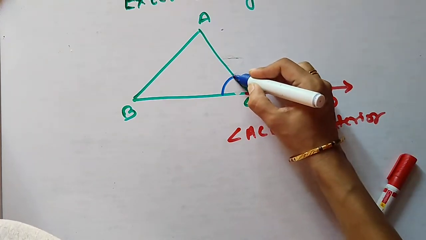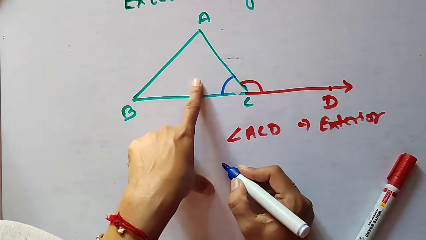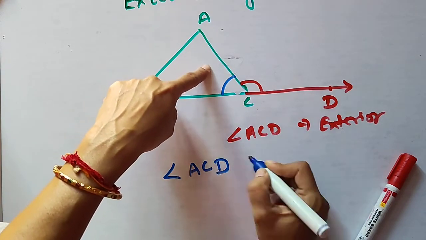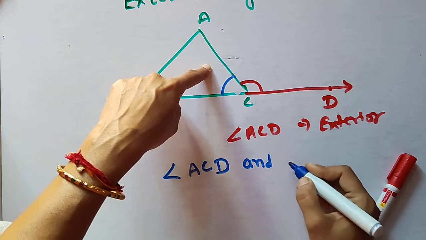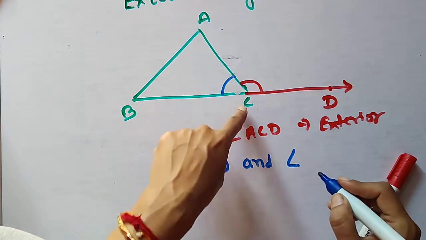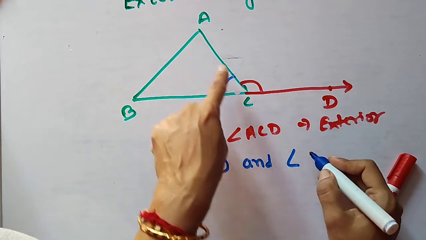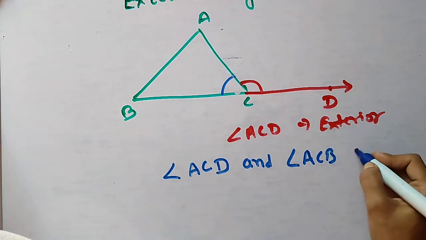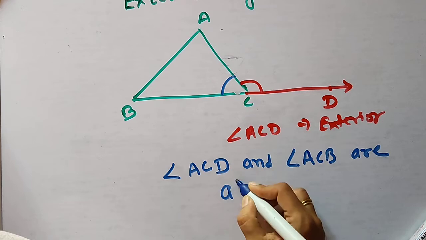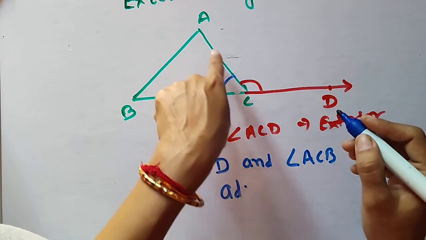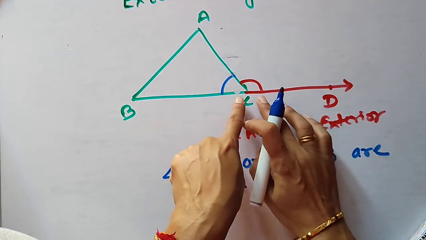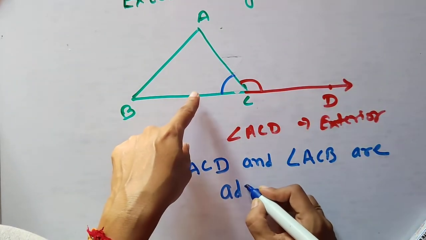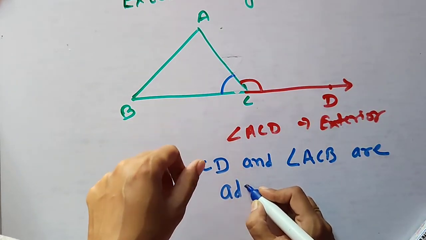See here, this angle ACD and angle ACB are adjacent to each other. These are adjacent angles with a common arm, and this interior area is different. So these two angles are adjacent to each other.